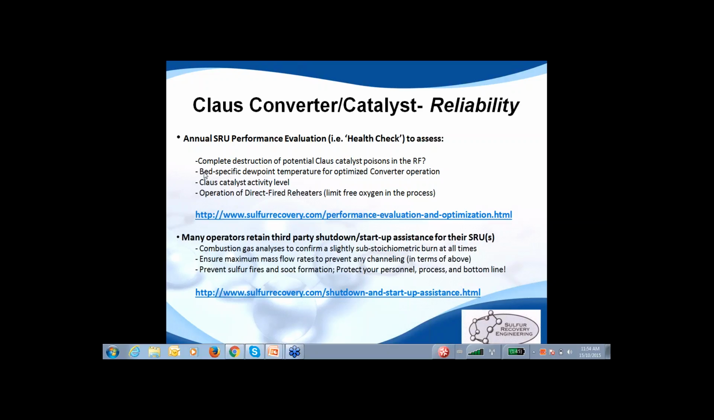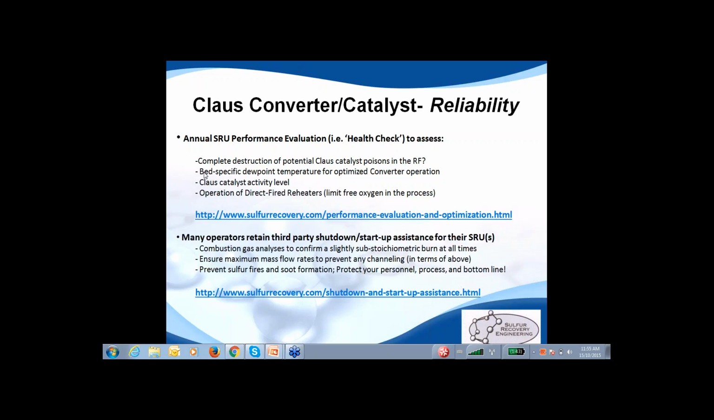Again, the reaction is gas phase, and we want to make sure that we're not forming any liquid sulfur in our beds. But at the same time, we know that the Claus reaction is favored as we do reduce our operating temperature. Direct measurements and determinations of Claus catalyst activity level, and also full assessments of oxygen levels, both from the reaction furnace and also from direct fired reheaters, to ensure that we don't have any sulfation in our reaction beds. And again, we talked about the formation of soot that could occur during a fuel gas sweep procedure upon both shutting down and starting up an SRU.